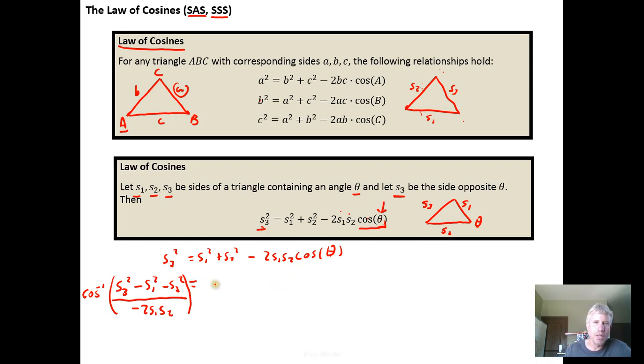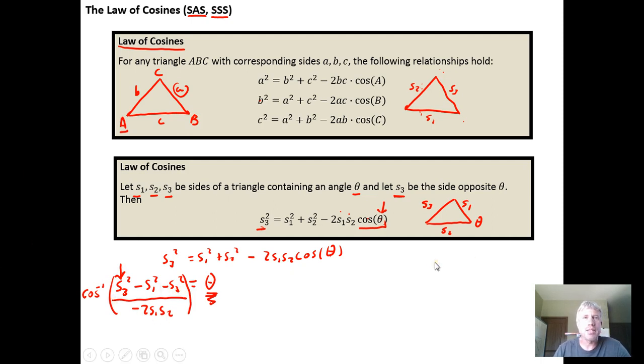So in this case, as long as the side you put here is the side opposite the angle you're interested in solving for, you can solve for theta. So if we know three sides, side, side, side, we can get each angle we want by putting the side opposite the angle we want in this position and the other two sides in the other positions.